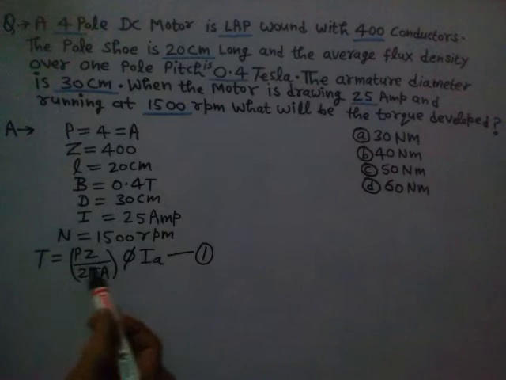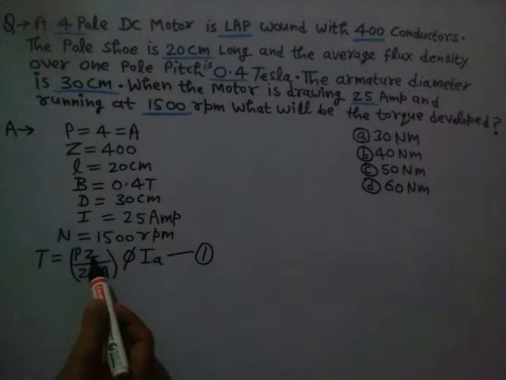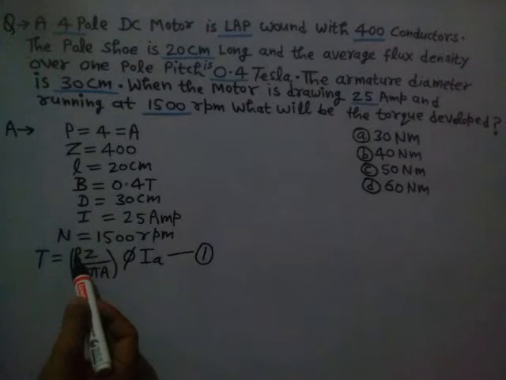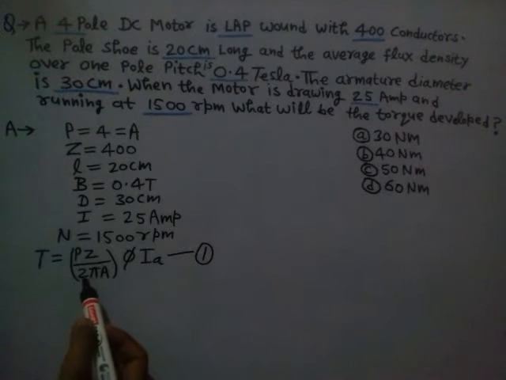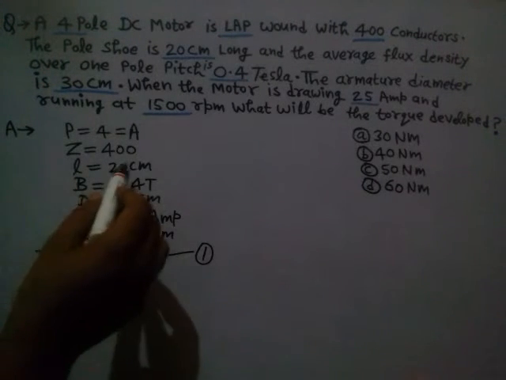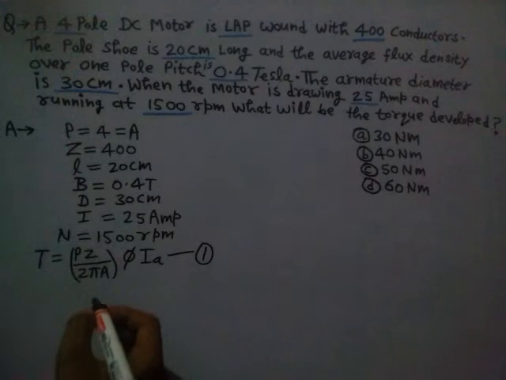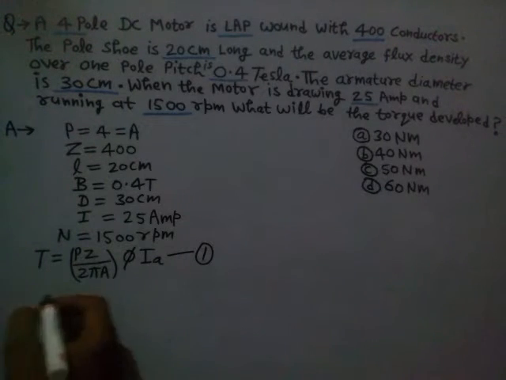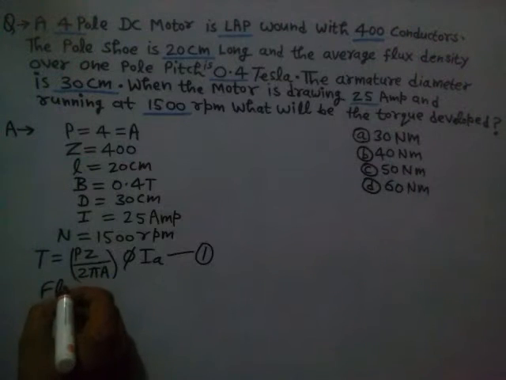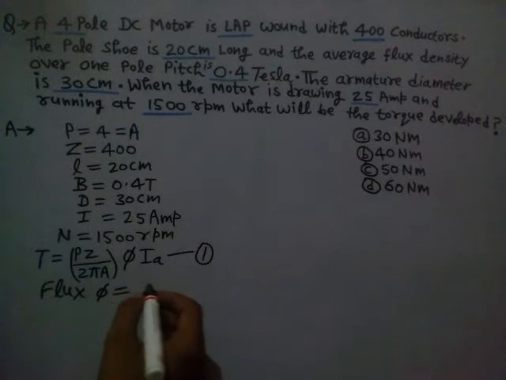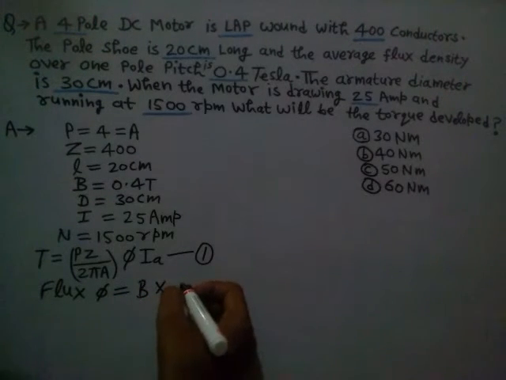Now in this formula, I know each and everything. I know the current, the armature conductors, the number of poles, the parallel paths, and the value of 2 pi, but I do not know the flux. Flux is not known to us. So for the calculation of the flux, he has given this data, the length and the diameter. Here we need to find out the area per pole. First of all, we should know that flux phi is nothing but flux density B into area, right?